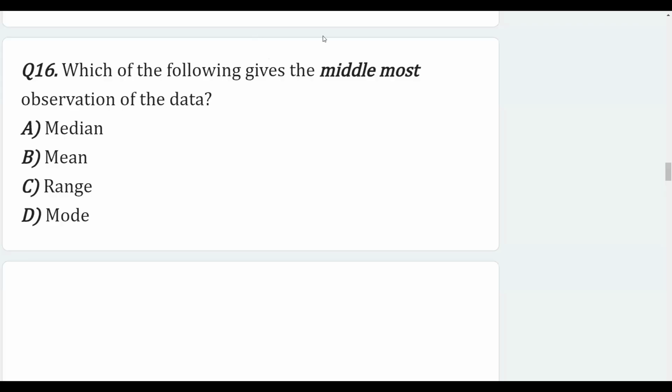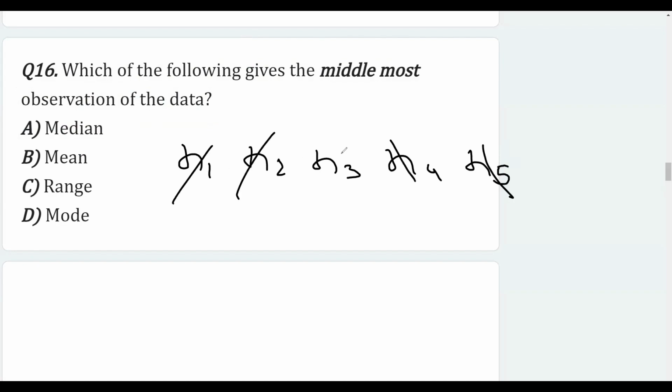The next question from the chapter statistics, it says which of the following gives the middlemost observation? So you must be knowing it is the median. Recollect what you have done in lower classes also, like if I arrange these numbers in increasing order, like these are the observations, assume, then the middlemost, cutting these, the middlemost is this. This is the median here. So we'll say that the middlemost observation is median.